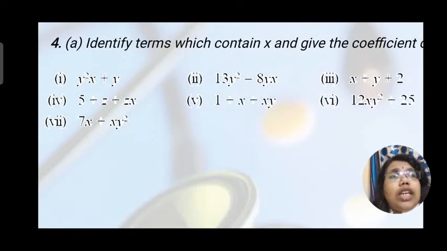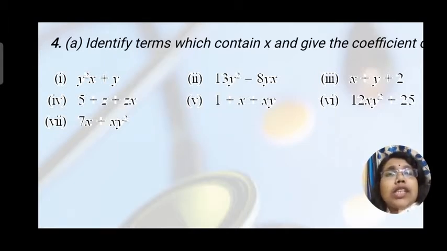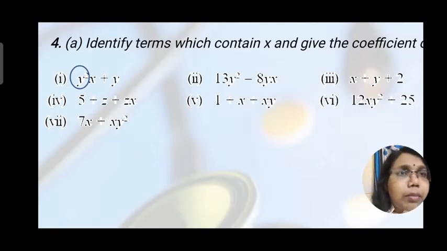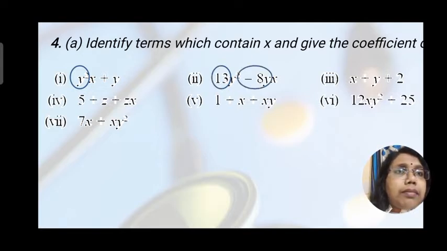Identify the terms which contain x and give the coefficient of x. Now here we have to give the coefficient of x. Now a coefficient can be a variable, it can be a number. So here the first one, y squared x. The term involving x is y squared x, so the coefficient here is y squared. The second one, 13y squared, sorry, minus 8yx. So the coefficient is minus 8y.